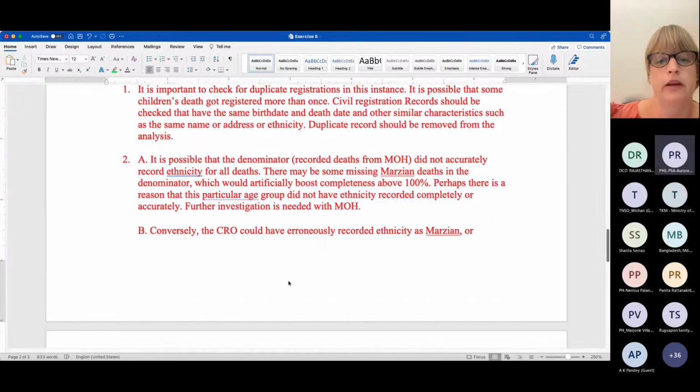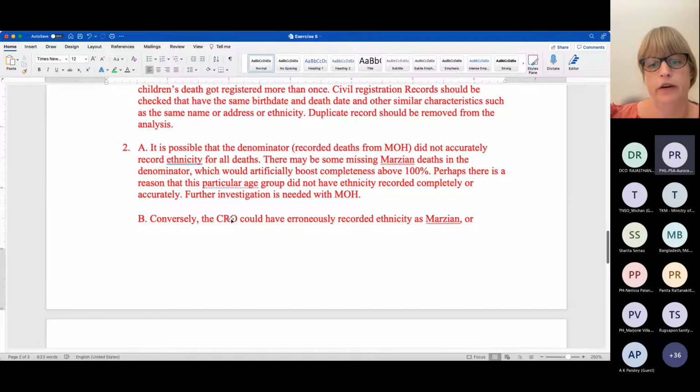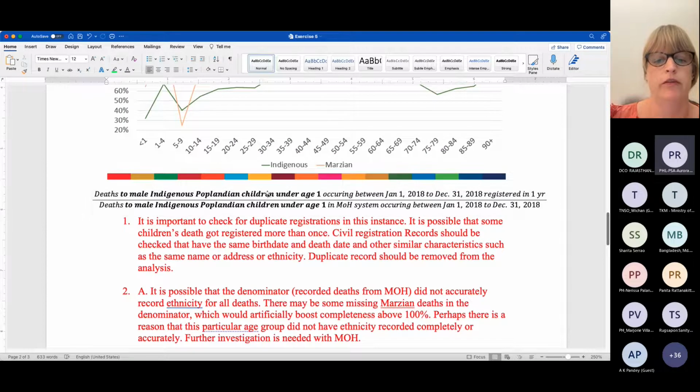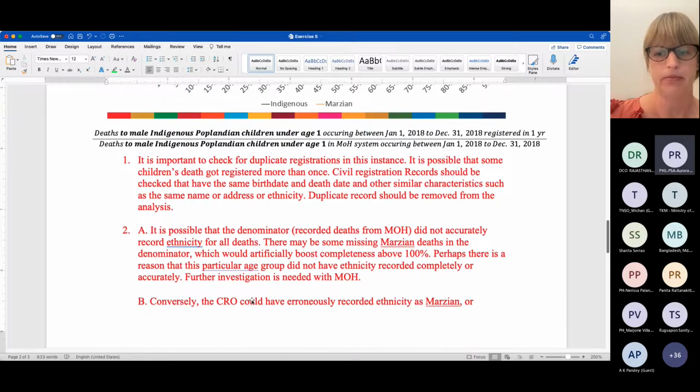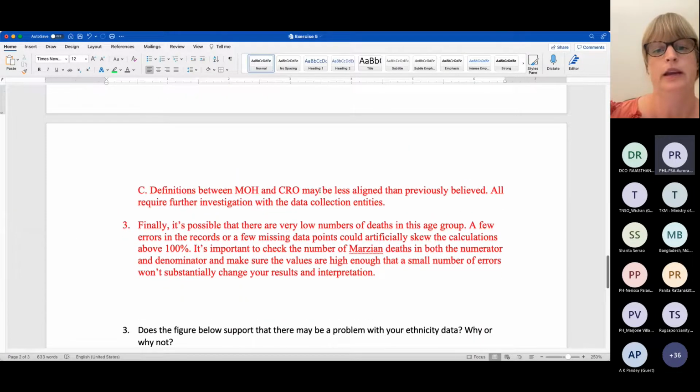And then conversely, the civil registry could have erroneously recorded ethnicity as Marsian. So maybe in your numerator, you have too many deaths coded as Marsian in your civil registry, when actually they should have been other ethnicities. And so that would make your percent go too high. And then again, for some reason, the definitions didn't align, maybe they define what a Marsian is differently, then that could also impact the quality of your data.